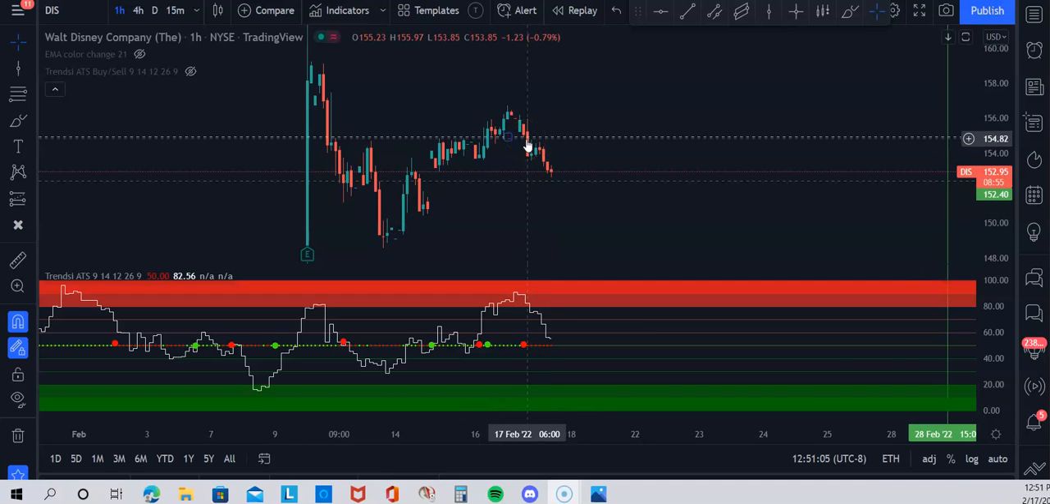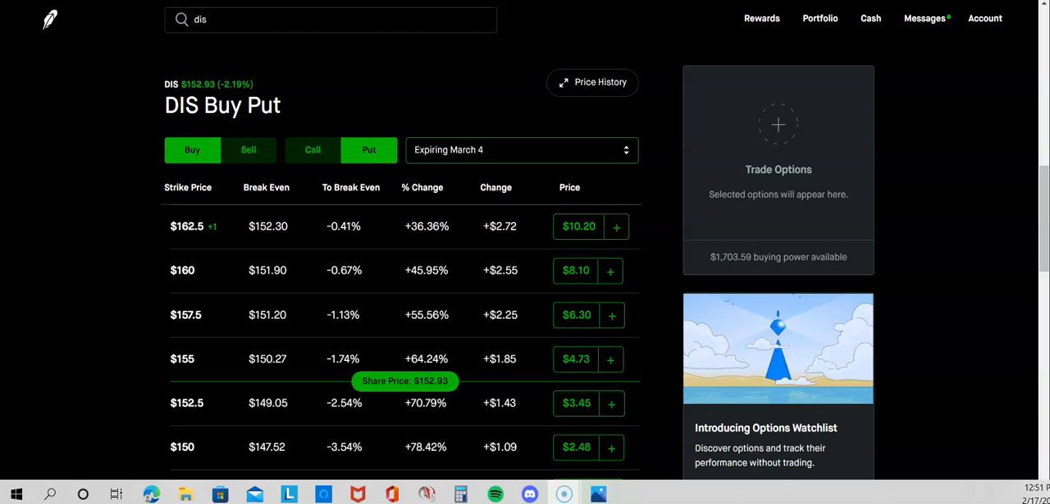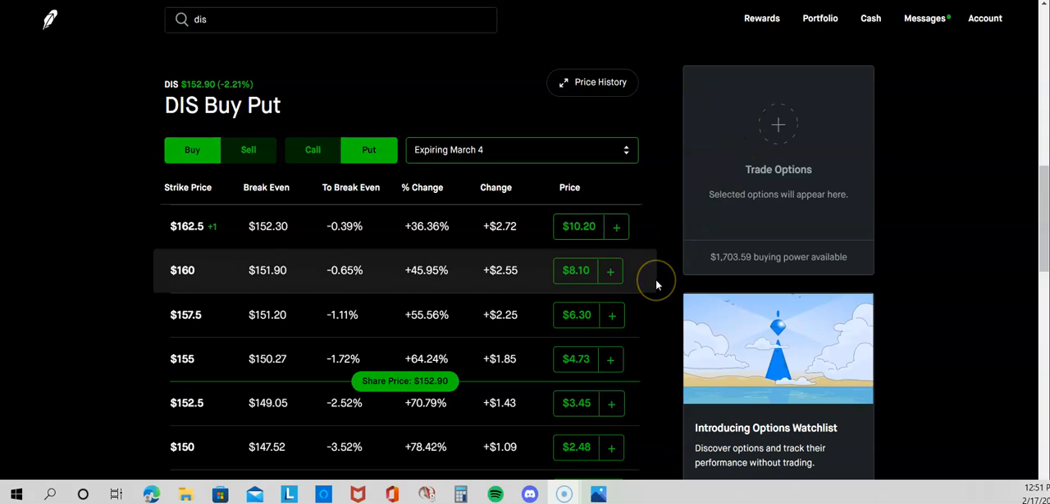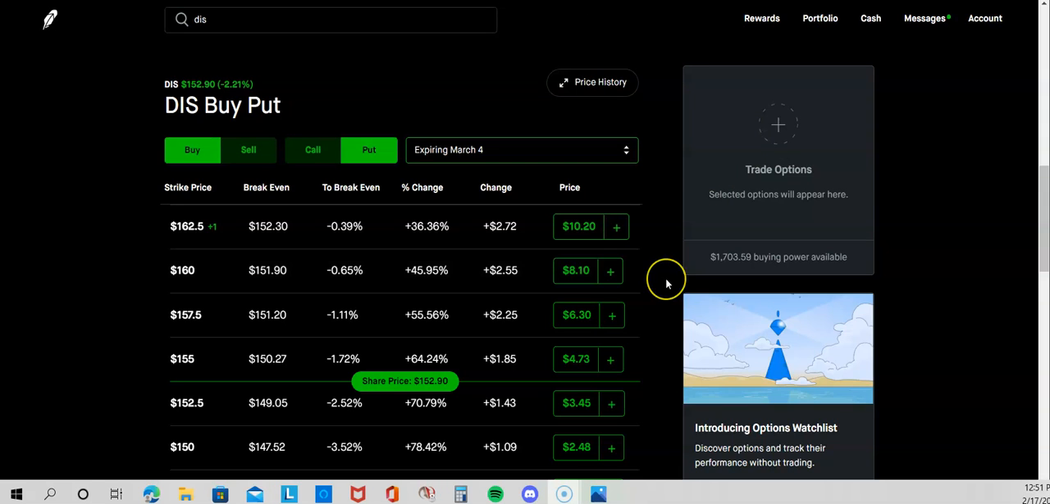So let me shoot over real quick to Robinhood, where I place the trade and show you how I personally trade options. So when I find that all three parameters are met, what I end up doing is I would go over and buy a put. I only buy puts or buy calls. That's it. If I think it's going long, I buy a call. If I think it's going short, I buy a put. So I bought a put.